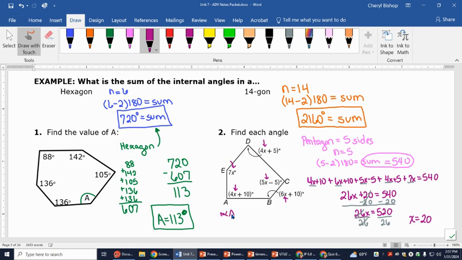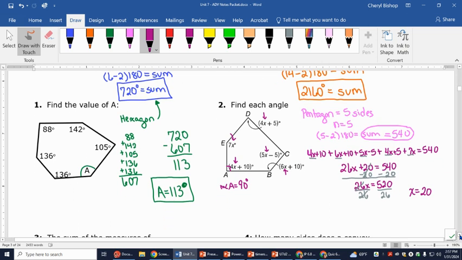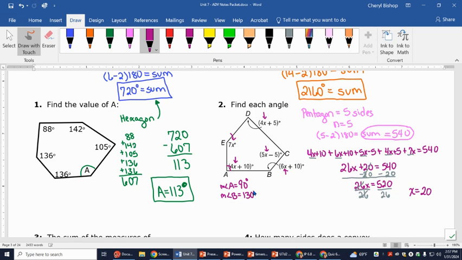So the measure of angle A is going to be 4 times 20 plus 10. So 4 times 20 is 80 plus 10, that is 90. It's a right angle. It even looks like a right angle. That's not always the case. Okay, the measure of angle B equals 6 times 20 is 120 plus 10, 130. The measure of angle C, 5 times 20 is 100. 100 minus 5 is 95 degrees.